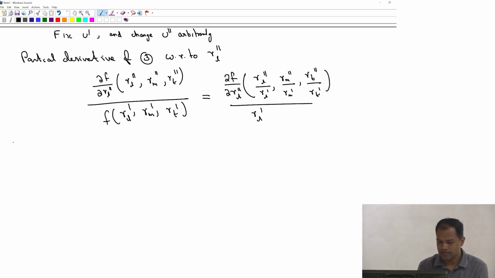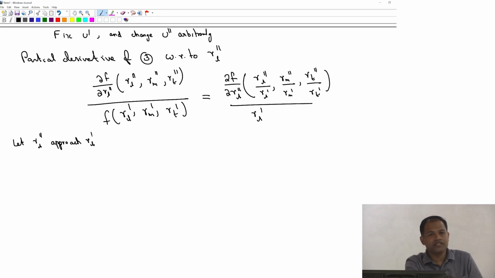Having done that, let RL double prime approach RL prime. We are changing RL double prime, it's a variable. Let's say we are going to change it such that it becomes the primed variable itself, so that I can replace all my double primes with my primes.